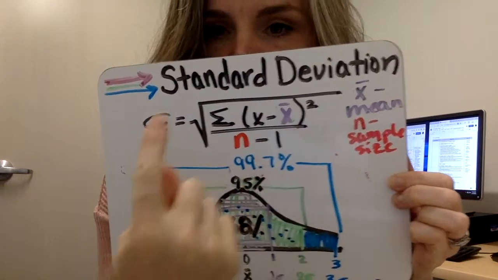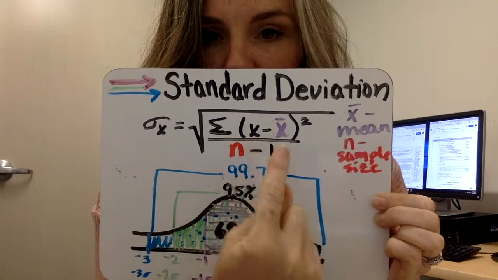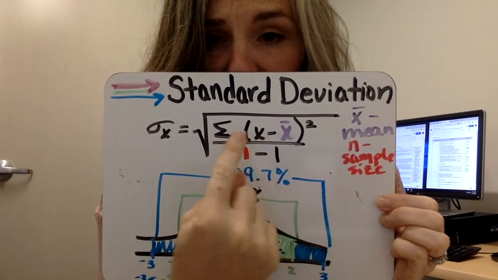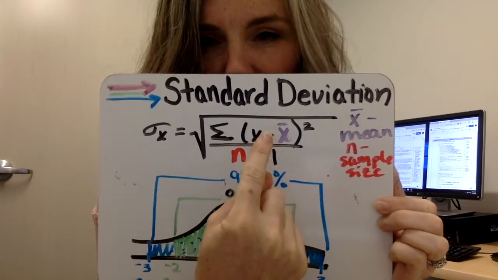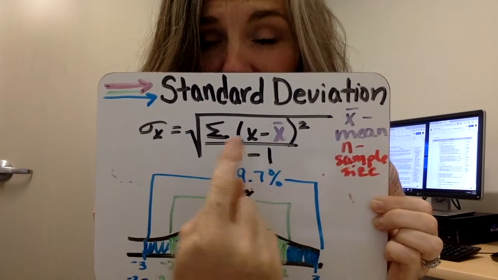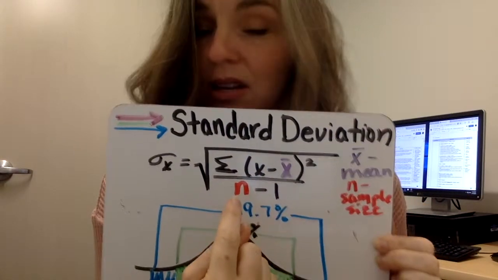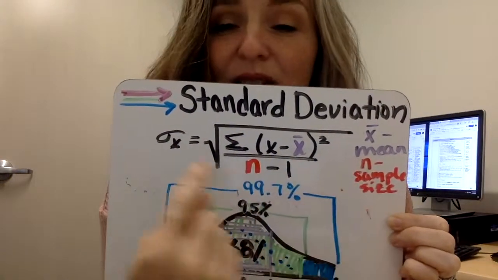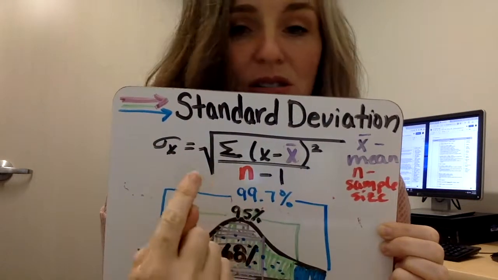So standard deviation is found with this really complicated formula or your calculator. Remember the symbols: the summation of, and remember this is the distance from the mean to each point squared, because we don't want negatives, divided by n minus 1, because really why are we talking about the distance from the mean to the mean? That doesn't make sense. Remember, it's the average distance from the mean. That's what this means.